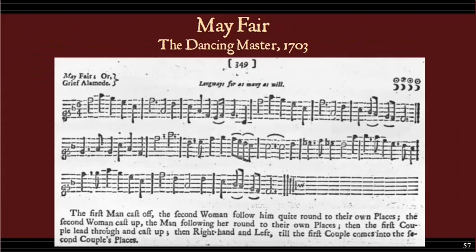Another annual London fair with two tunes to its name is Mayfair. It's given its name to an exclusive area of London, but the original Mayfair was held during the first 2 weeks of May in the open fields beyond St James's Park. It was also known as St James's Fair because of its location.